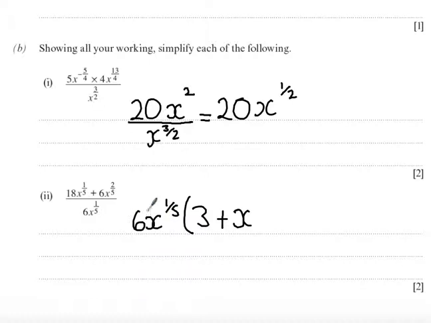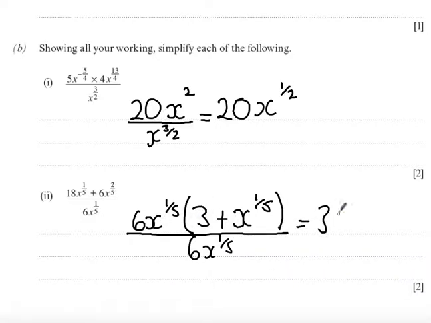x. Now what would multiply to give me x to the power of 2/5? Well, it would be x to the power of 1/5 times x to the power of 1/5 to give me x to the power of 2/5. I'm going to add these together, so we should have x to the power of 1/5 all over 6x to the power of 1/5. I can divide through by the 6x to the power of 1/5, so I just get left with 3 plus x to the power of 1/5.